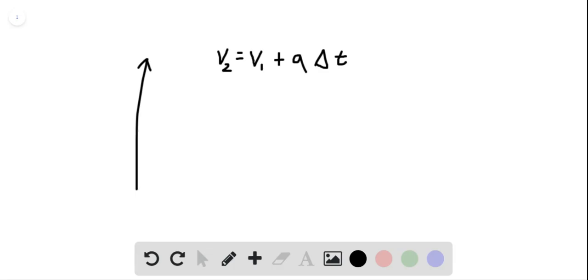We're going to say delta v, which is just the change in velocity, and that is equal to a delta t. So really all we did is move the v1 over the other side there. And then delta t, we have delta v over a is delta t, and that's just dividing both sides by a.